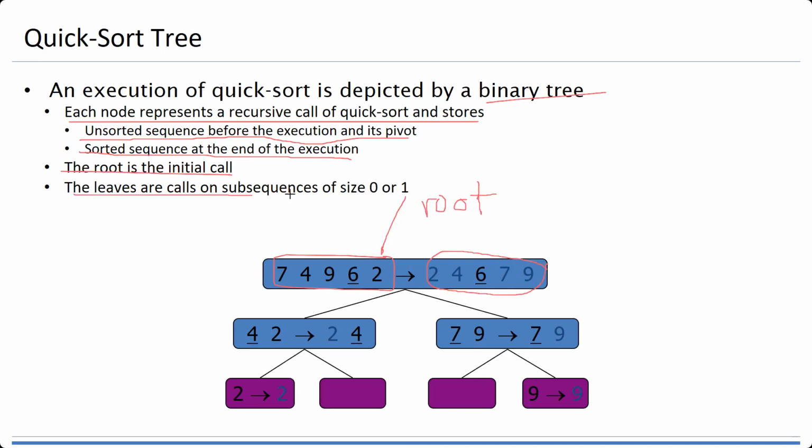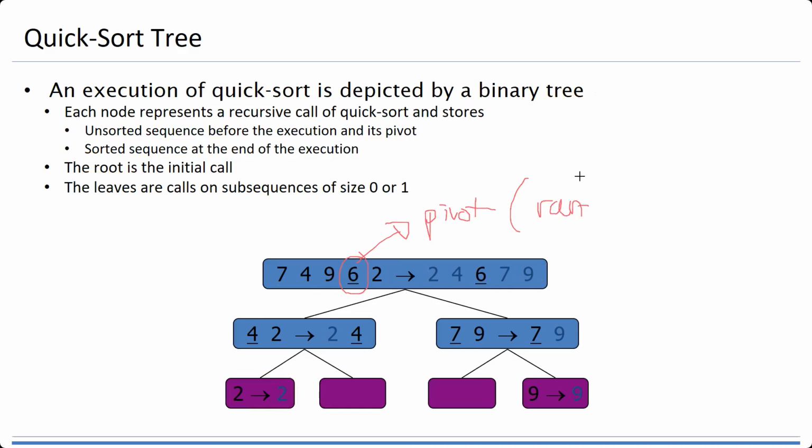And the leaves are calls on subsequences of size 0 or 1. So this is the leaf, when the size is 0 or 1. In this case, the size is 1. In this case, the size is 0. The line here means the pivot. The pivot here is random. Usually, you just pick any value and then you can do the splitting.